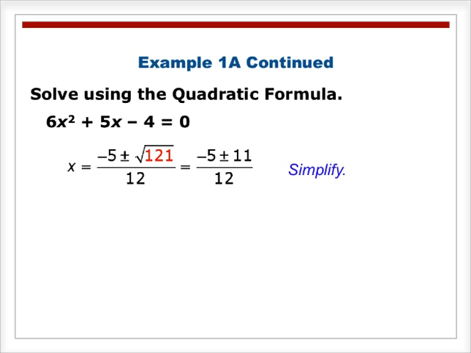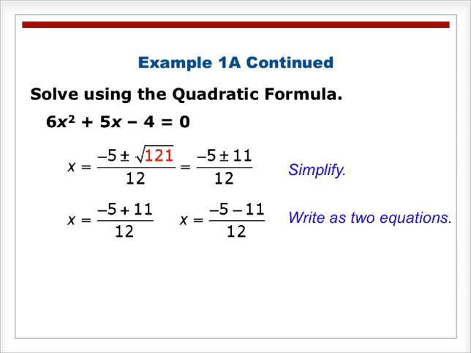Now here's where you want to make sure that you're clear that the square root has both a positive and a negative root, because we have to make two equations. We want one that says negative 5 plus 11 over 12, and one negative 5 minus 11 over 12. We're going to get two different solutions, or two places where our parabola crosses the x-axis, and that's going to happen where x is 1/2 and x is negative 4/3. And those are our two solutions.